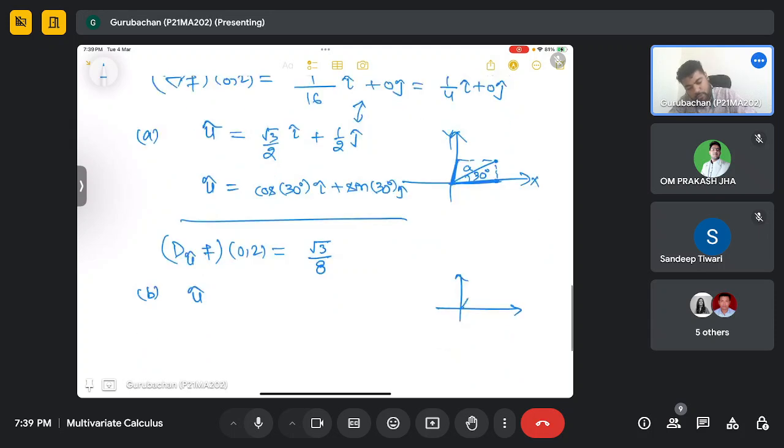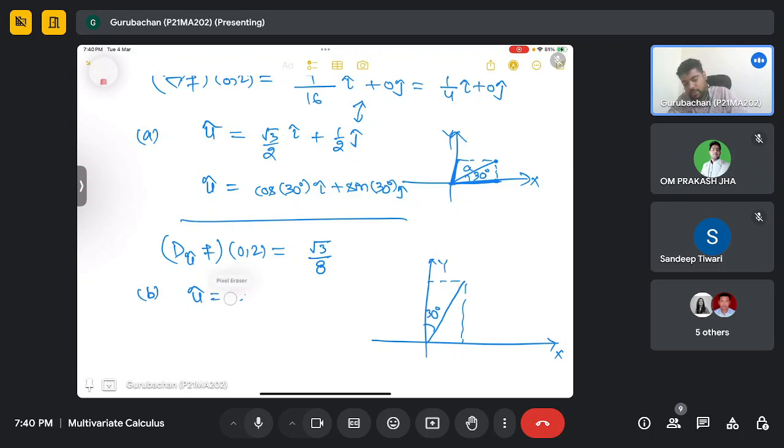So from here, this angle is 30 degree now. Let me draw a bigger figure. This angle is 30 degree. So this y coordinate will be cos, and x coordinate will be sine. So this will be sine 30 degree i cap plus cos 30 degree j cap.